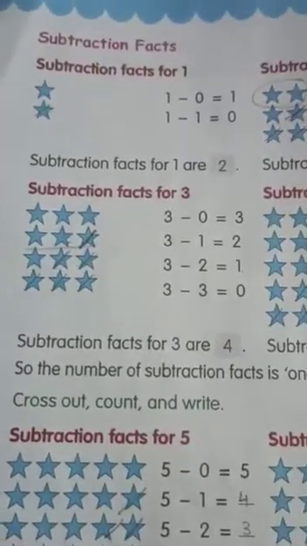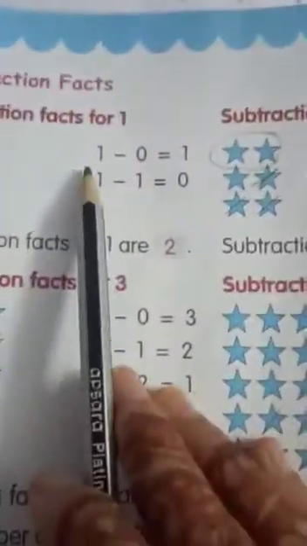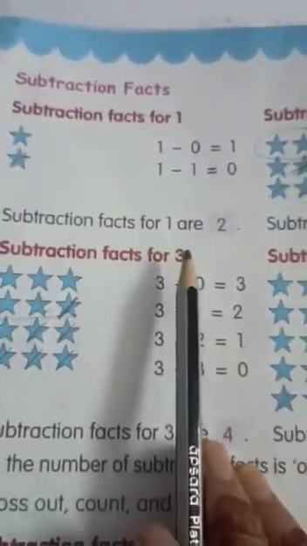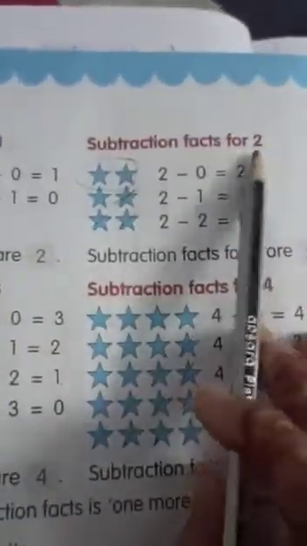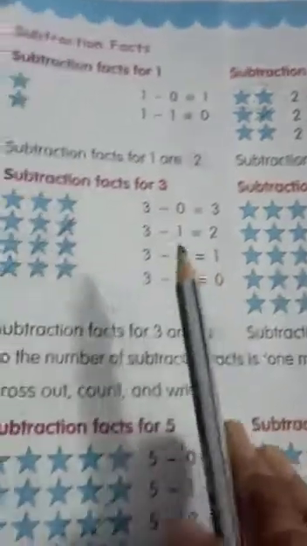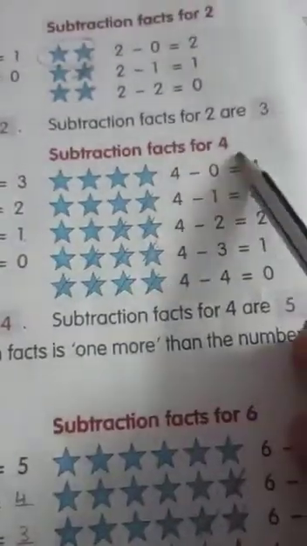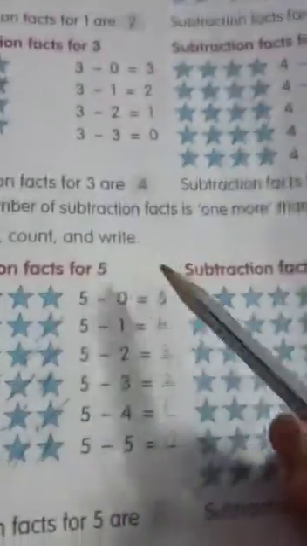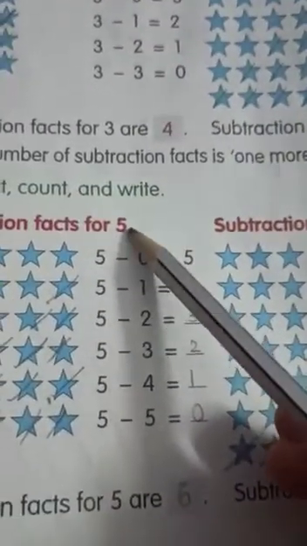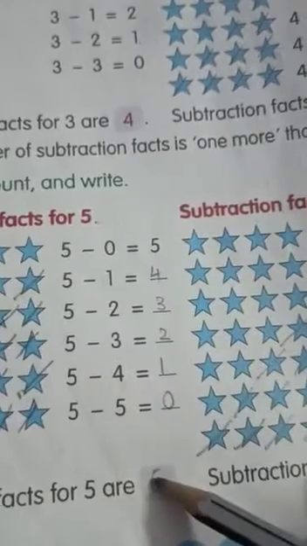Next, subtraction facts. For the number 1, we get 2 subtraction facts. For number 2, 3. Similarly, for number 3, we get 4 subtraction facts. For number 4, 5 subtraction facts. Subtraction facts for 5 are 6. Subtraction facts for 6 are 7.